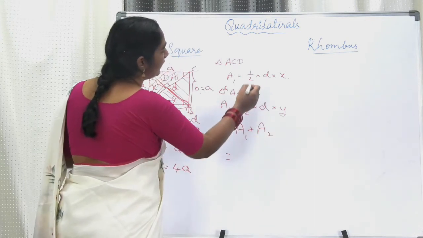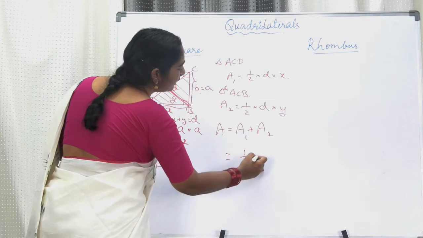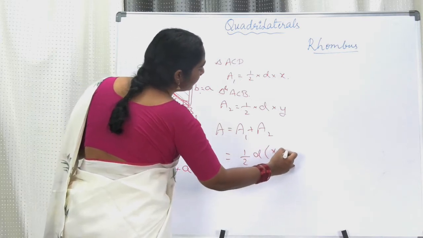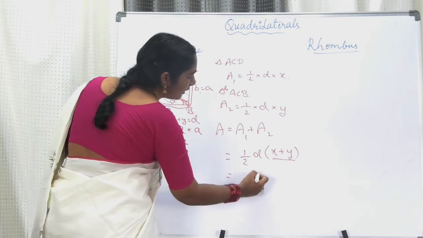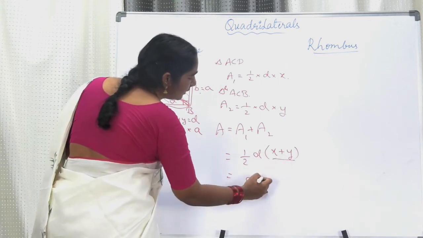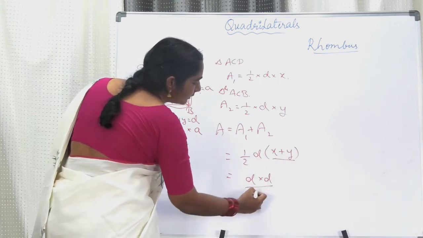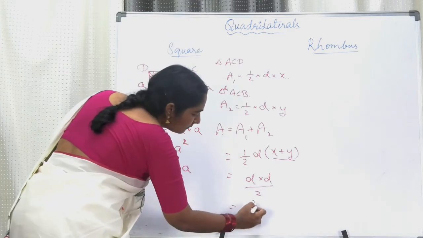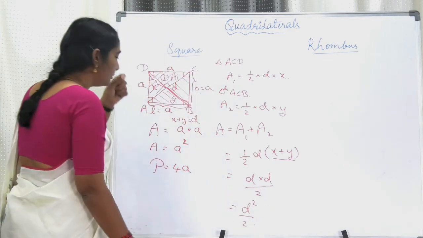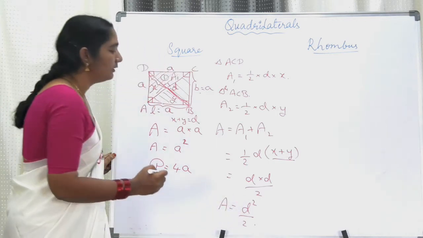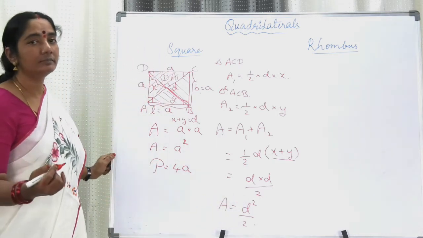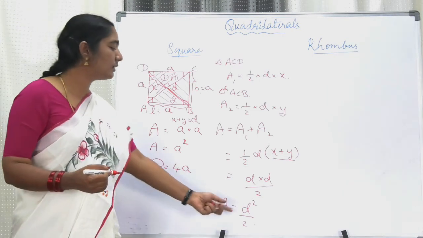When you are adding these two, half d we can take as common, and x plus y is again equal to d. So d into d is d square, that is d square by 2. So my dear friends, if the diagonal is given, then also you can find out the area. So area is nothing but d square by 2.